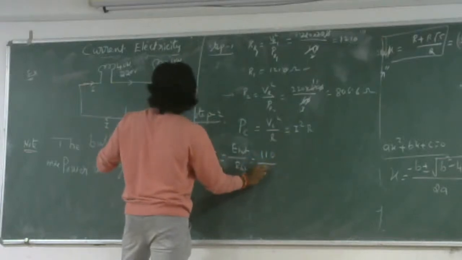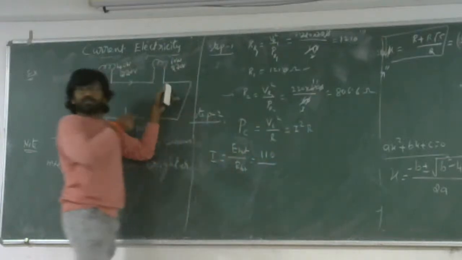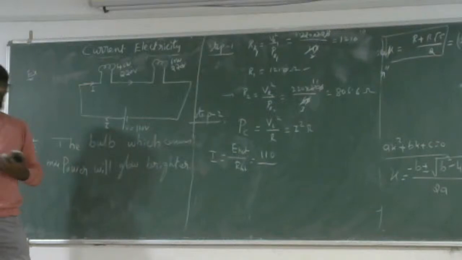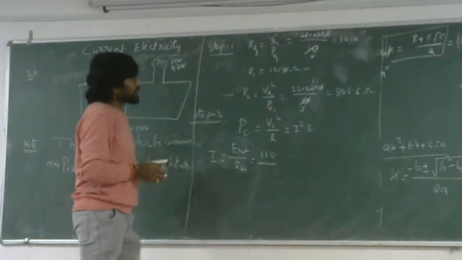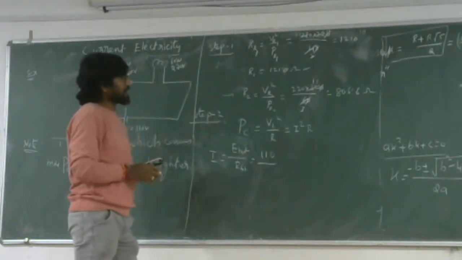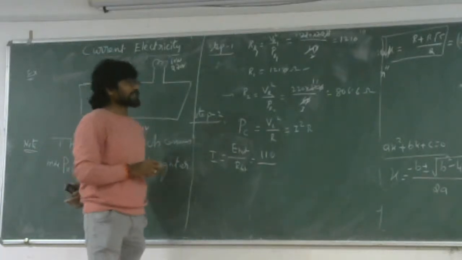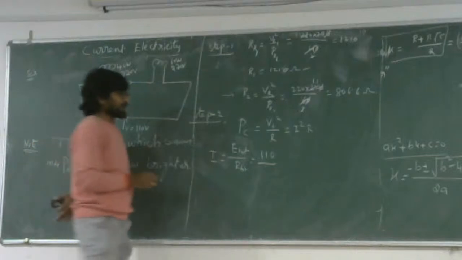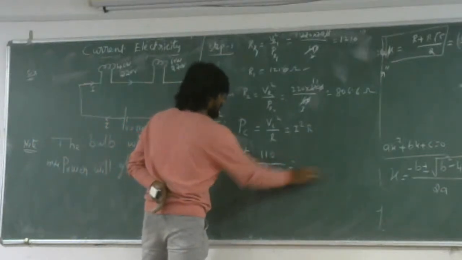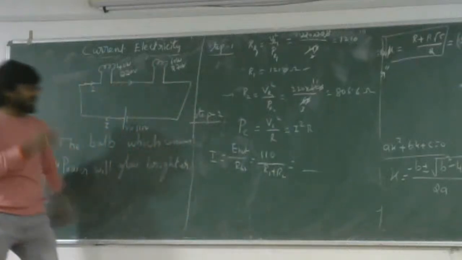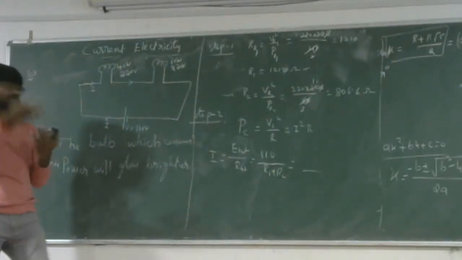Net EMF is how much? 110 by R total. R1 plus R2, they are in series. So R1 plus R2, what is that? 1210 plus 806.6. It is nothing but R1 plus R2 in series. Substitute and find out what I is. Or you can keep it like this and simplify it later.